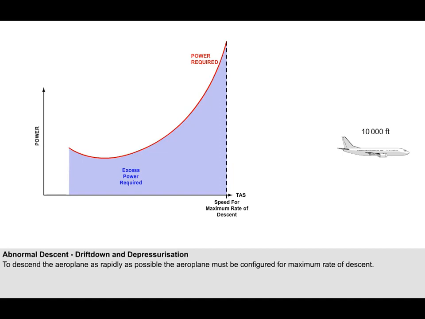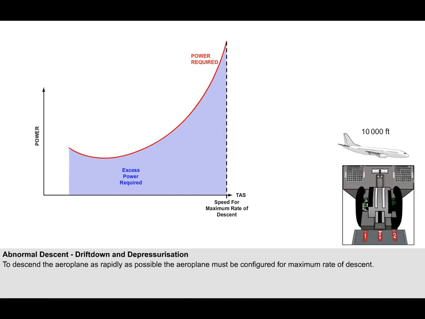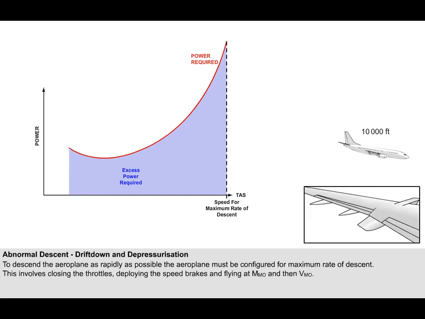As a result, the first actions of the pilot are to don the oxygen masks, initiate descent, close the throttles, apply the speed brakes, and then allow the aeroplane to accelerate to maximum operating speed, which is either VMO or MMO. This configuration is then maintained until at least 10,000 feet, where there is sufficient oxygen to breathe.